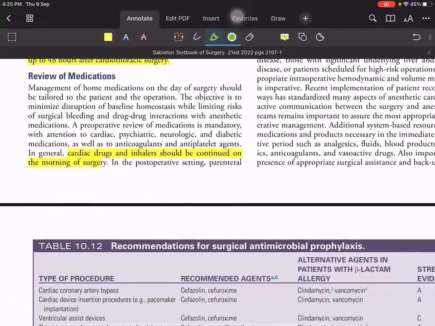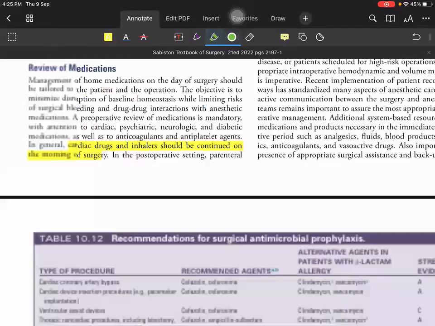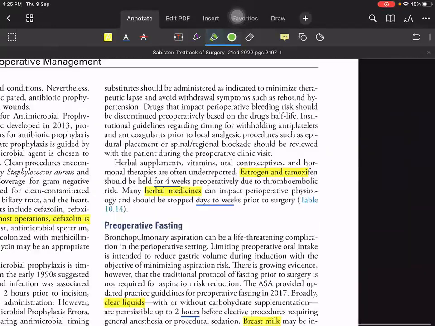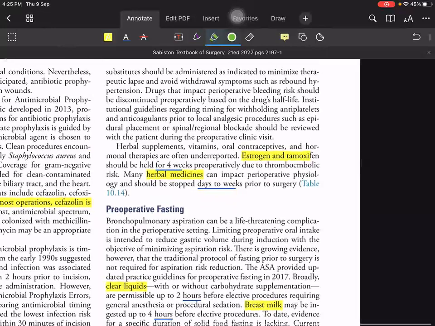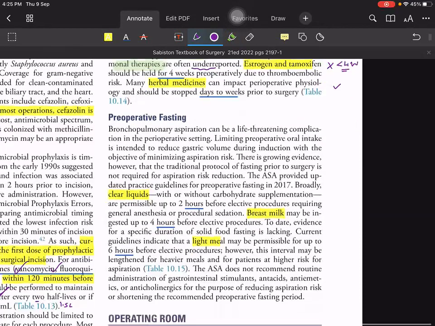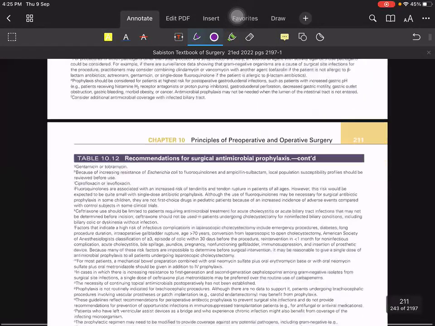In the review of medications, cardiac drugs and inhalers should be continued on the morning of the surgery. Next, they are telling about estrogen, herbal medicine, vitamins, oral contraceptives, and hormone therapies, which are still underreported, but they are giving some values. Estrogen and tamoxifen are to be stopped 4 weeks before, and for herbal medicine it is variable. They can ask an MCQ on herbal medicine. They gave a nice flow chart for herbal medicine on when to stop.